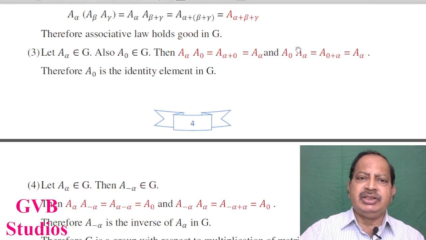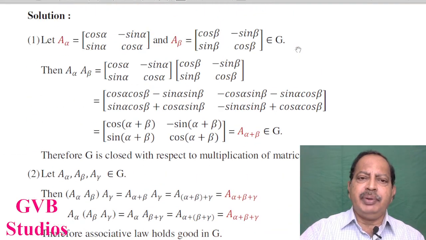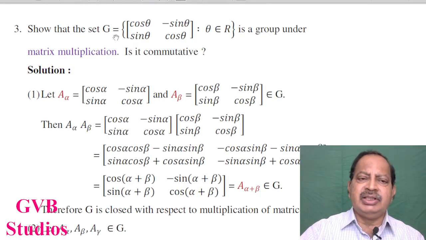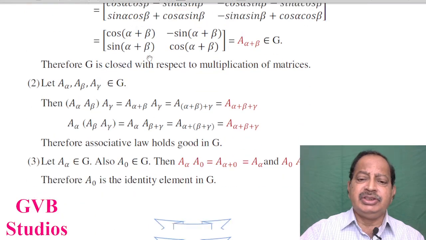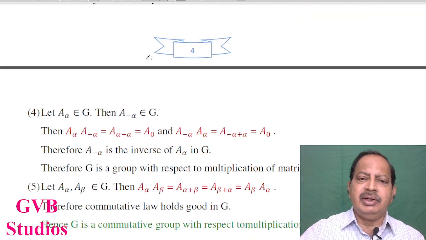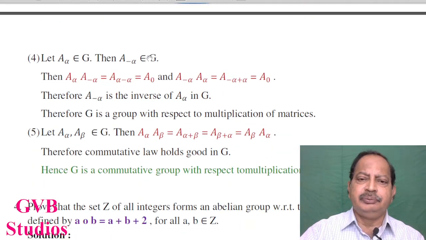Here, I have taken a set G of a particular type of matrices, cos theta, minus sin theta, sin theta, cos theta, where theta is a real number. I have shown that this set G is a commutative group. In the last problem also, we have seen that in general, multiplication of matrices is not commutative. But here in this set G, multiplication of matrices is commutative. So it is a particular case where multiplication of matrices is commutative.